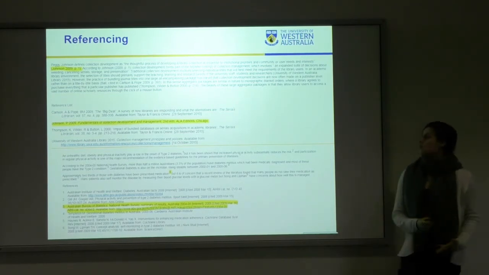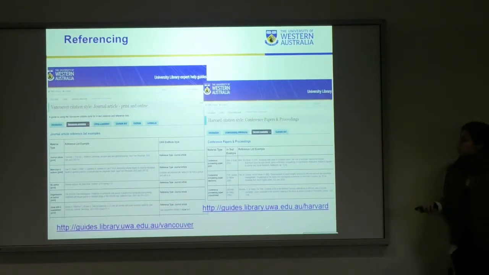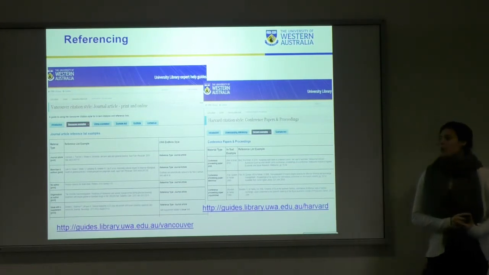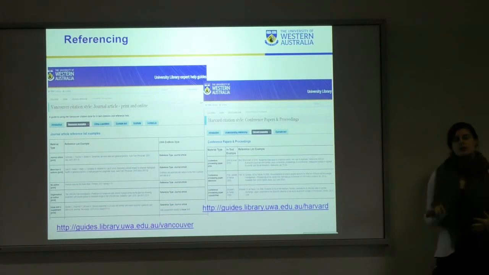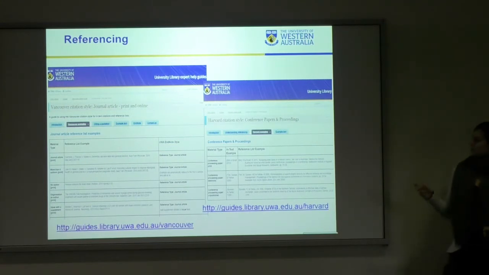So those are the two main ways of referencing. You guys might use Harvard, which is an author date style, or might use Vancouver, which is a numbered style and is most commonly used in the medical profession, so I think that's why medical physics students might use it. And we have really comprehensive library guides on these styles, so there's links to those there.